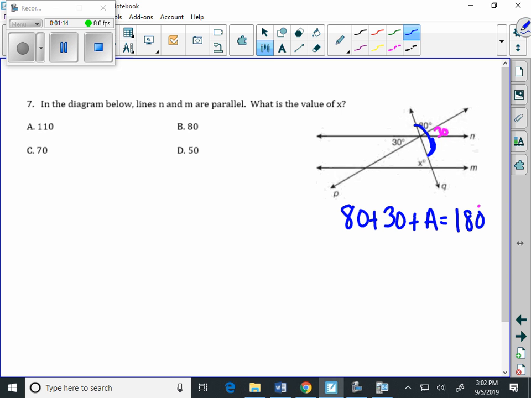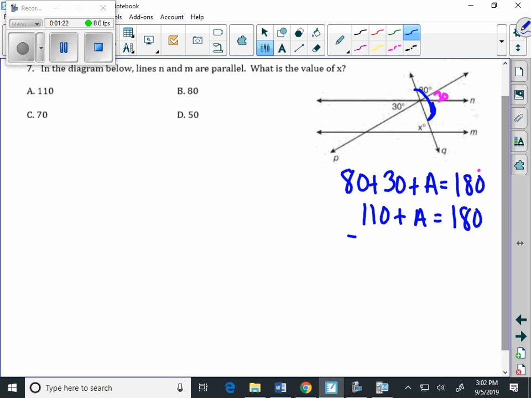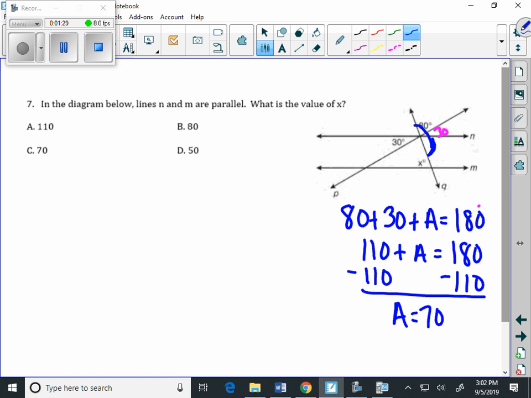If we look at that, then 80 plus 30 is 110, plus A equals 180, and we subtract 110 from both sides. We end up with that angle being 70. I'm going to erase a little bit here. This is 70. The reason that I wanted to do that is it says that lines N and M are parallel. So I have now this angle of 70 that's inside, in between the parallel lines.